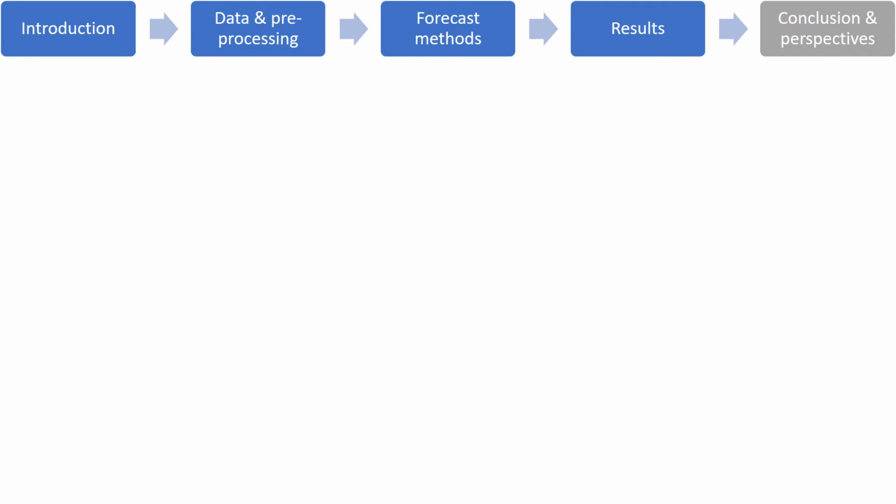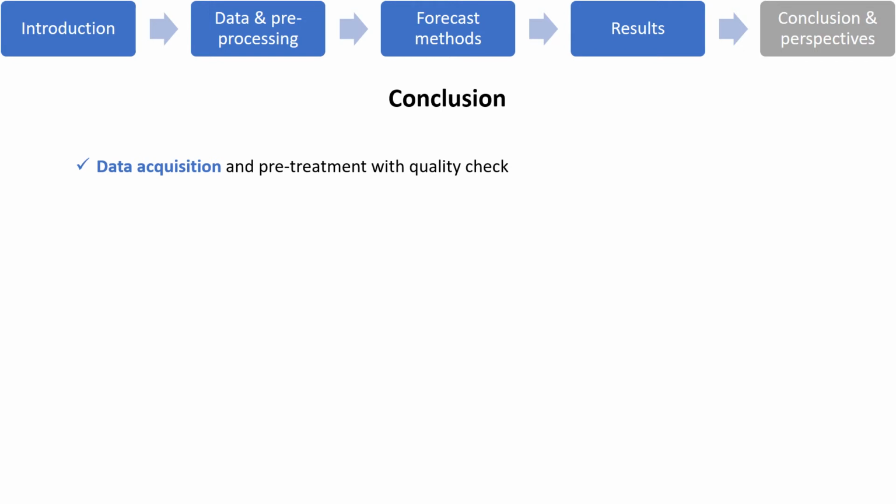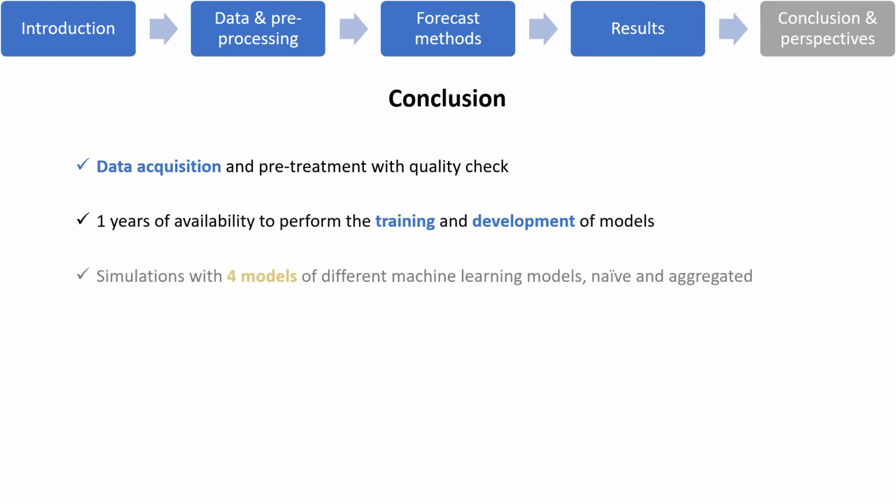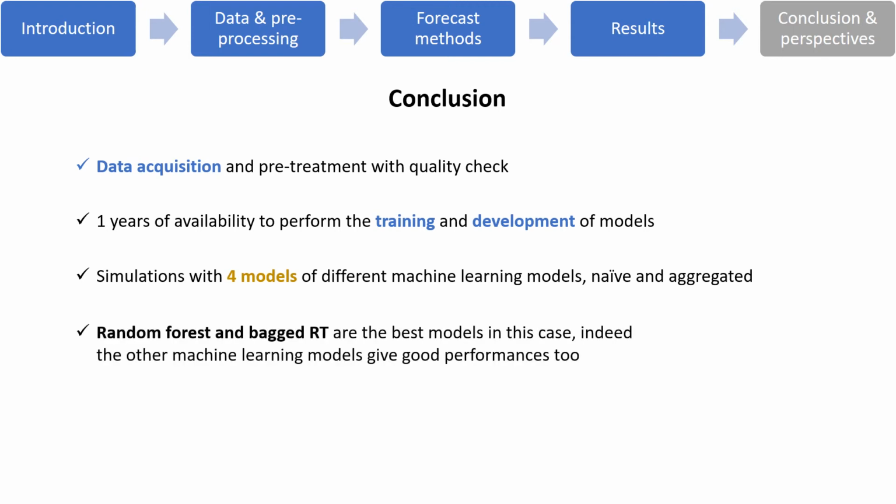We have several conclusions to pick up. First, we made a data acquisition and pretreatment with quality check. It's a very important task. We have 1 year of availability to perform the training and the development of the different models. The simulation with 4 different machine learning models, naive and aggregated. Random forest and bagged regression trees are the best models in this case. Indeed, the other machine learning models give good performance too.